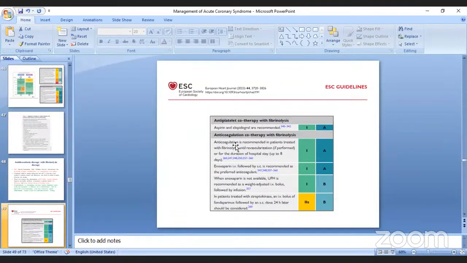So anticoagulation is recommended in patients treated with fibrinolysis until revascularization or for a duration of hospital stay up to 8 days. So enoxaparin IV followed by subcutaneous is recommended. If it is not available, unfractionated heparin is recommended.